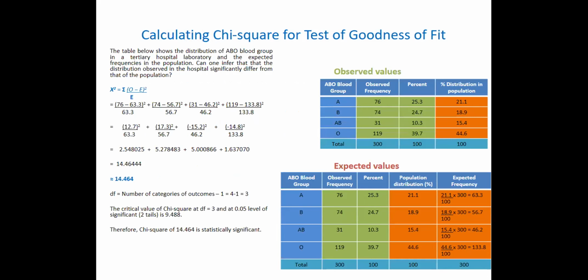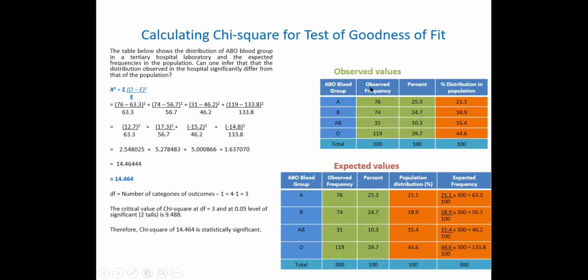Now, how do you compute it? The example we have also is the example of ABO group. The table shows the distribution of ABO blood group in a tertiary hospital laboratory and the expected frequencies in the population. Can one infer that the distribution observed in the hospital significantly differs from that of the population? So if you look at the first table now, you see A, B, O.